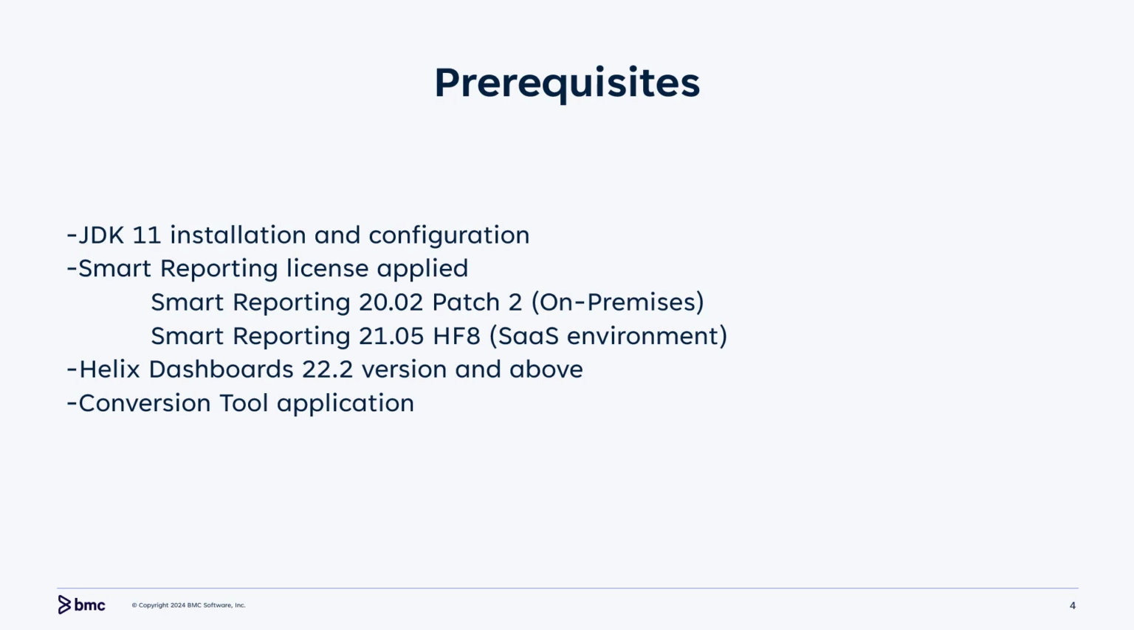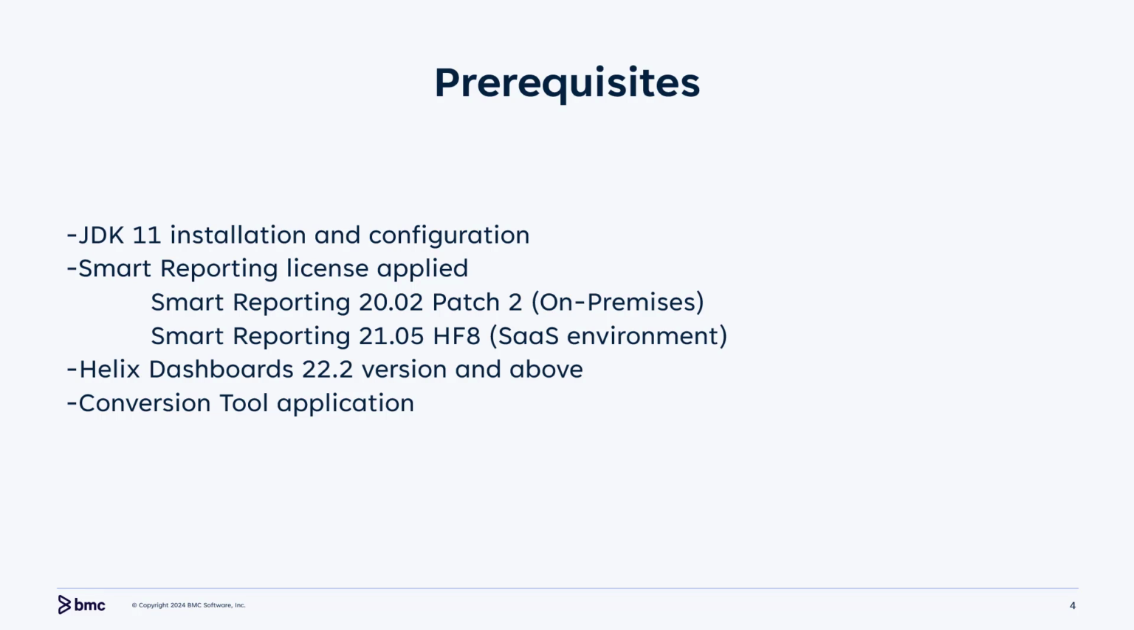The prerequisites for the execution of the conversion tool are as follows. The conversion tool works only with JDK 11. Using any different version will result in errors or crash of the application. The conversion tool is fully compatible with the Smart Reporting 2002 Patch 2 for on-premises environment and 2105 Hotfix 8 for SaaS customers. Helix Dashboards version 22.2 and above are compatible with the conversion tool.